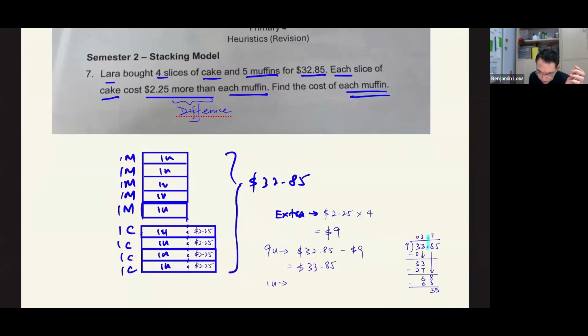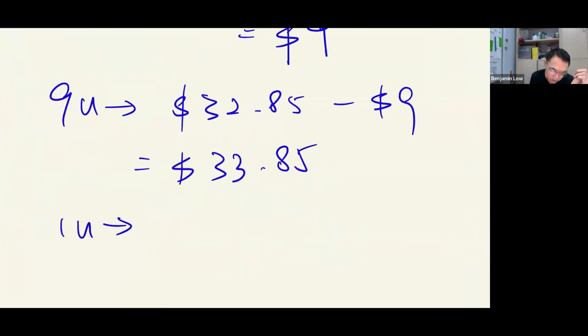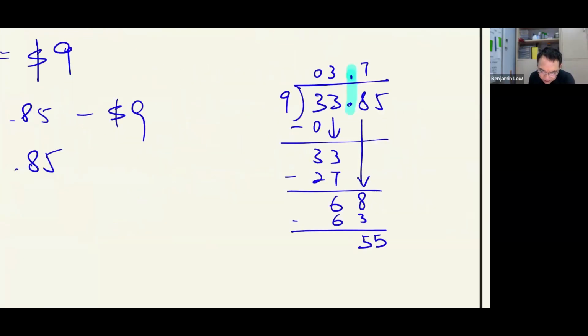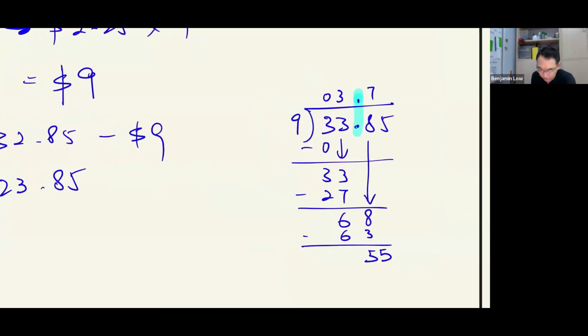Wait, let me just double check. This does not make sense. Something is wrong. Oh, okay, I found a careless mistake. This is 23. Okay, so 23.85. How did I know I made a careless mistake? Because I cannot divide, right? The 9 times table doesn't have this. So if it doesn't have this, it means I made a mistake somewhere, right? Okay, so I found the mistake. Actually, I should start over. Let's redo this.